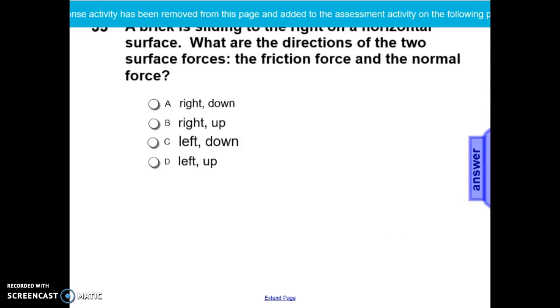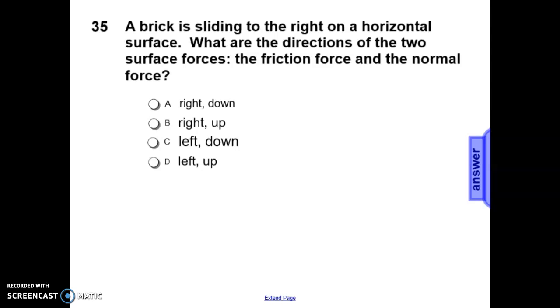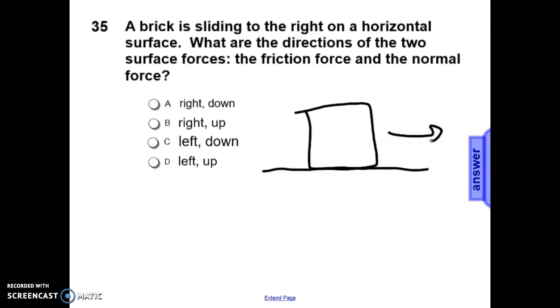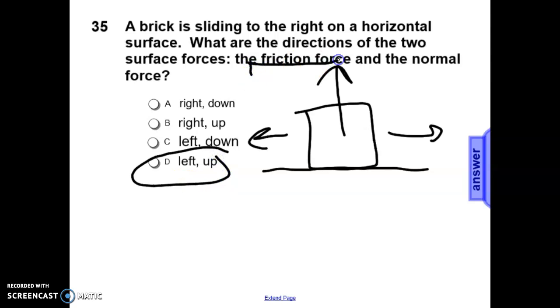All right, moving forward. If we look at the next question, it says if we have a brick that's on a horizontal surface and it's sliding to the right, what are the directions of the friction force and the normal force? Well, if it's sliding to the right, then the force of friction is going to go to the left. And the normal force always goes opposite the weight, which is going to be up. So the correct response will be left, up. Friction goes left, normal force goes up.